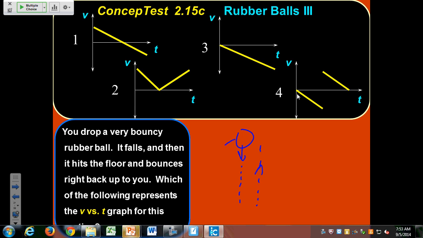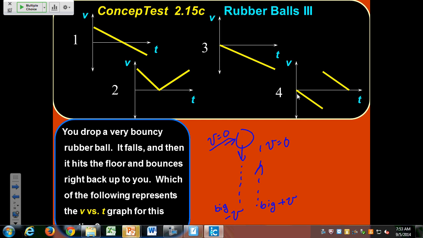So initially, it has velocity equal to 0, right? And then down at the bottom, it has a big negative velocity. And then it has a big positive velocity. It bounces. And then up here, it has velocity equal to 0. So we want to find a graph that has that scenario.